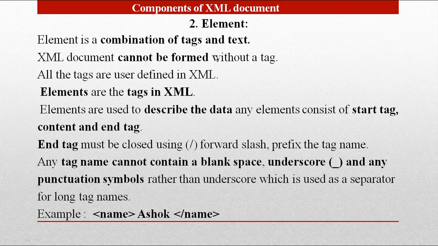The second component of the XML document is the element. An element is a combination of tags and text: an opening tag, a closing tag, and text. An XML document cannot be formed without a tag, and all the tags are user defined in XML. There is no predefined tag in XML, so the user has to define their own tags. Elements are the tags in XML, and elements are used to describe the data. Any element consists of a start tag, contents, and an end tag.